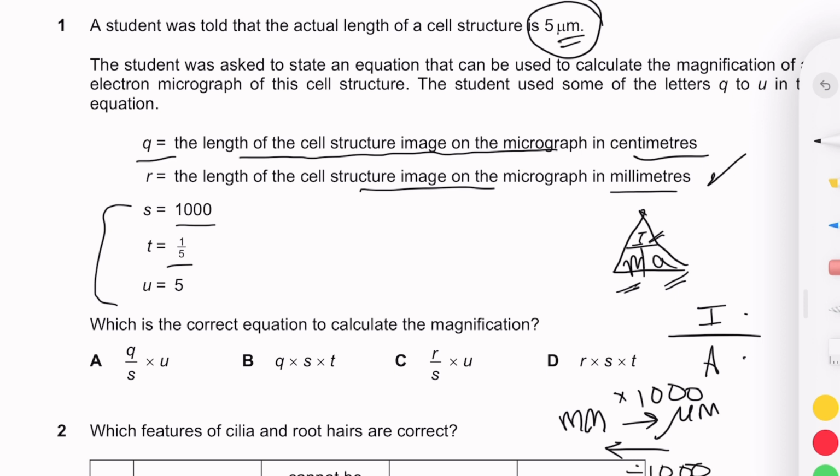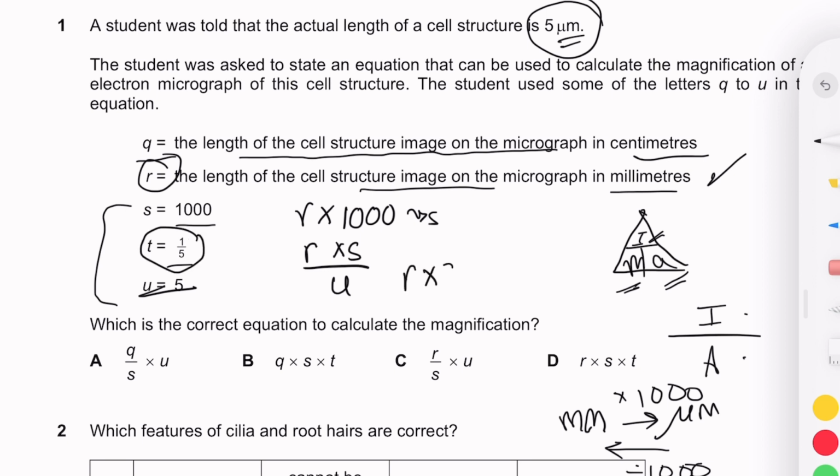So here I already have the image length, which he said was R. And so R multiplied by 1000, which is, in other words, S. So it's R multiplied by S. And then I can divide that by the actual length, which is U. So it's R times S over U. Or in other words, because T is 1/5, I can say it's R by S by T, which is D.